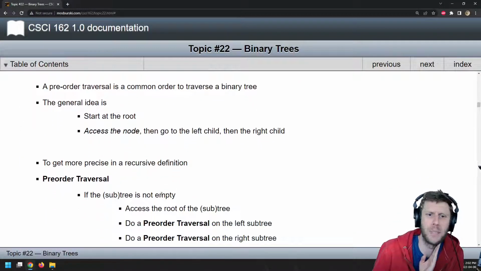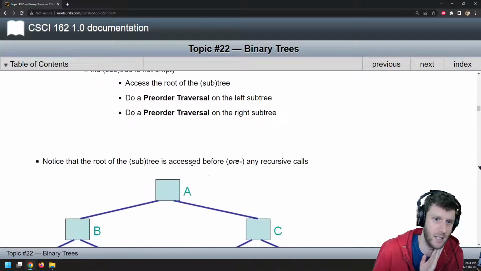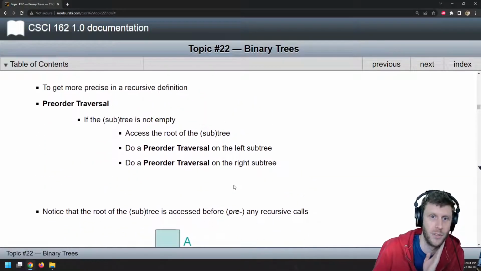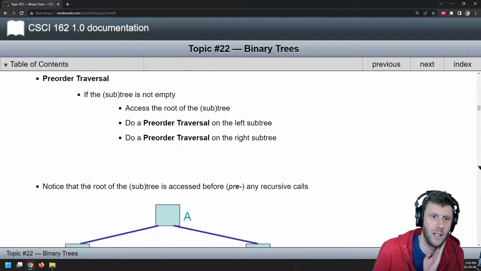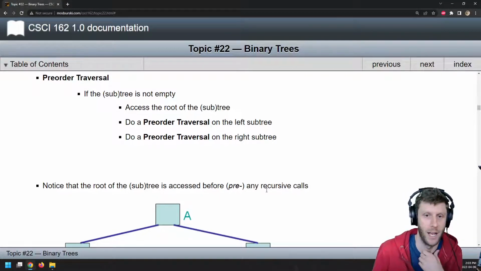So to get more precise, I could say a preorder traversal is: if the tree, or subtree, is not empty, access the root of the subtree or tree, do another preorder traversal on the left subtree, and then do a preorder traversal on the right subtree. That's the idea right there. Note that the root of the subtree is accessed before any recursive calls. So we access the root before, or pre, if you will, any recursive call.